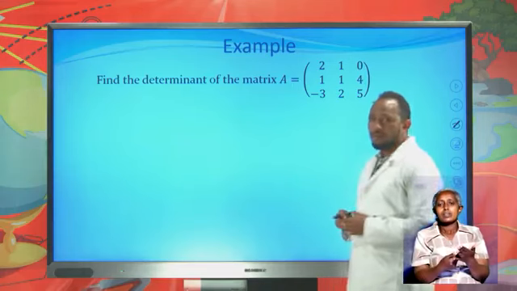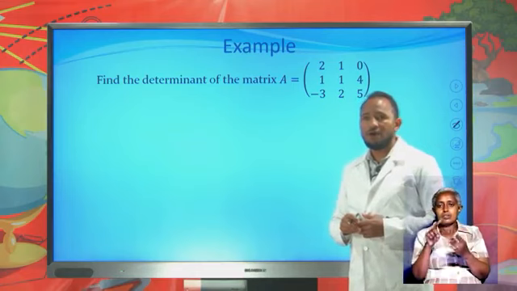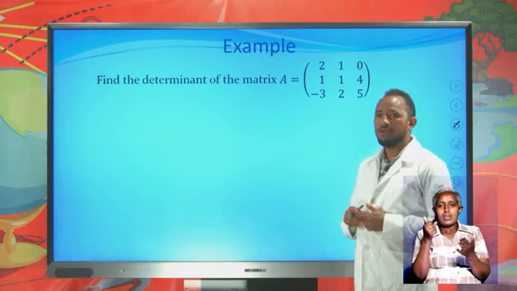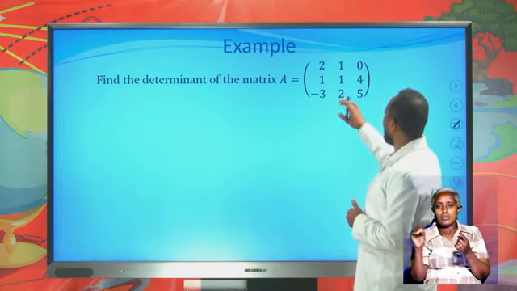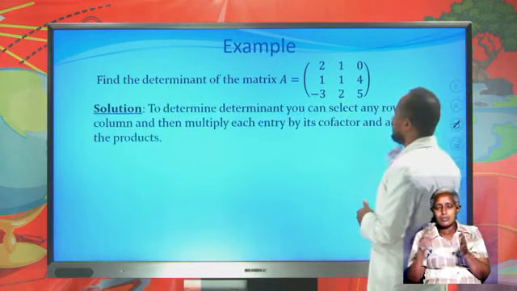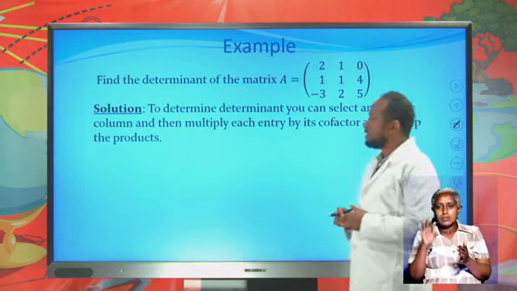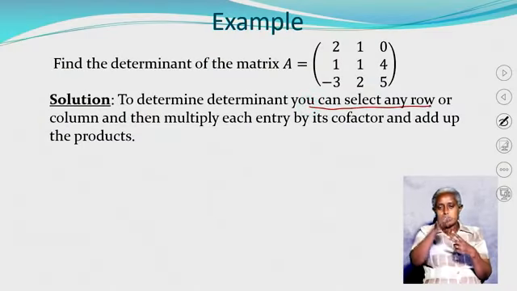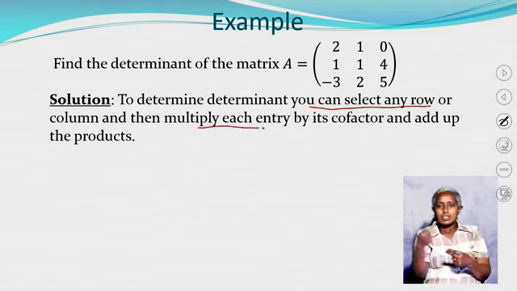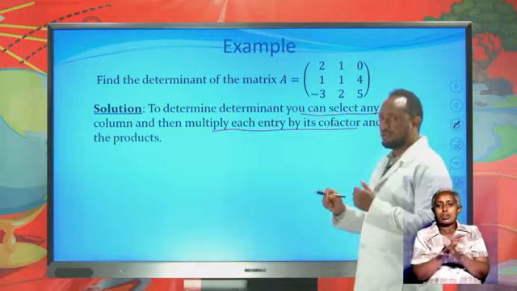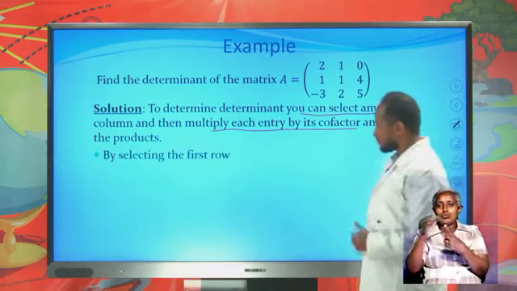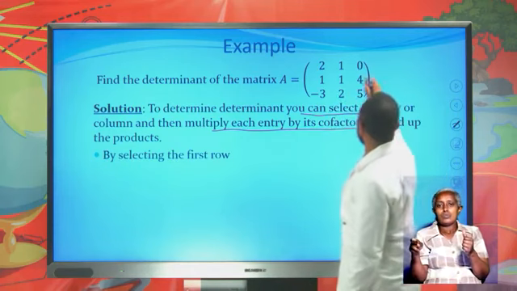Here, this matrix is given, and we are asked to find the determinant of this matrix. Find the determinant of matrix A: 2, 1, 0, 1, 1, 4, minus 3, 2, 5. To determine the determinant, as we said earlier, you can select any row or column, and then you multiply each entry by its cofactor and add up the products. So let's choose the first row.